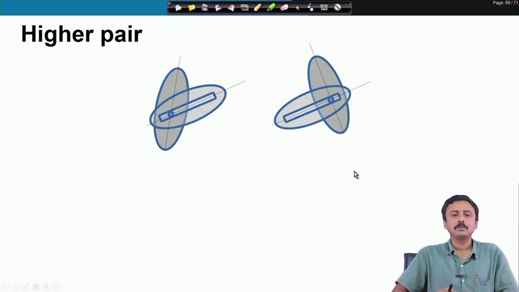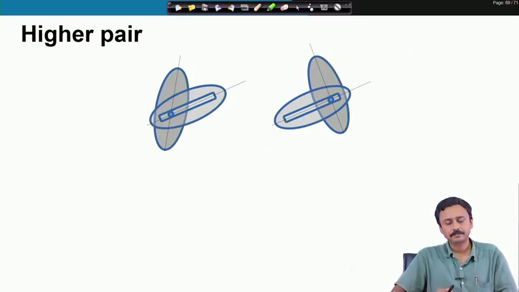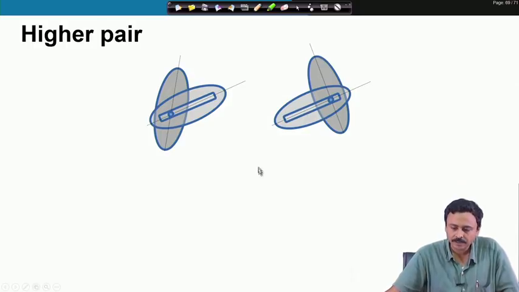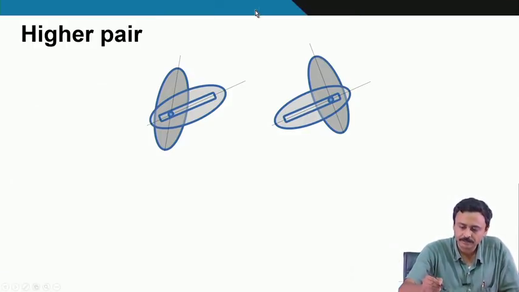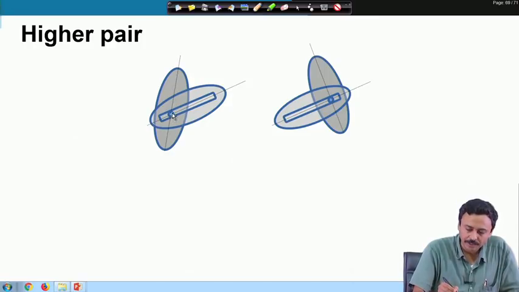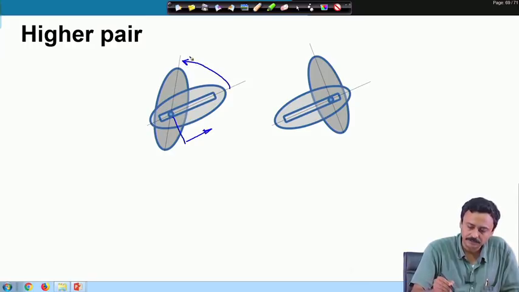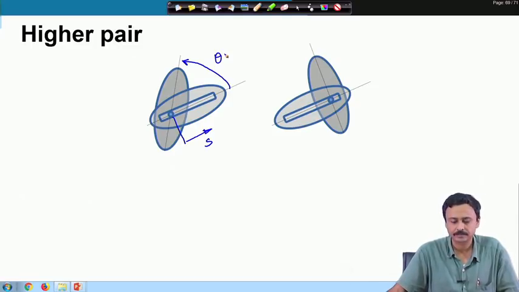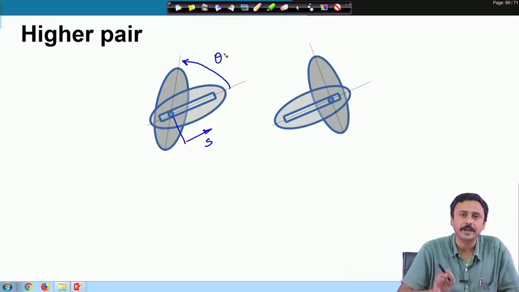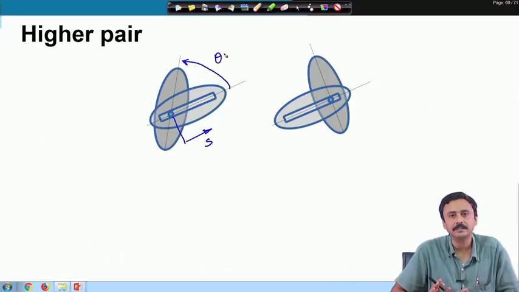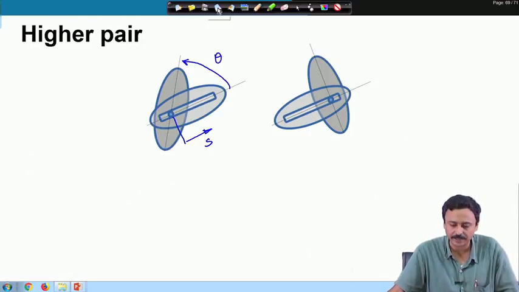Now, we come to higher pairs. Here I have shown 2 links with a pin which moves in a slot. This pin allows not only translation, but it also allows rotation. And there is point contact between the pin and the guide.